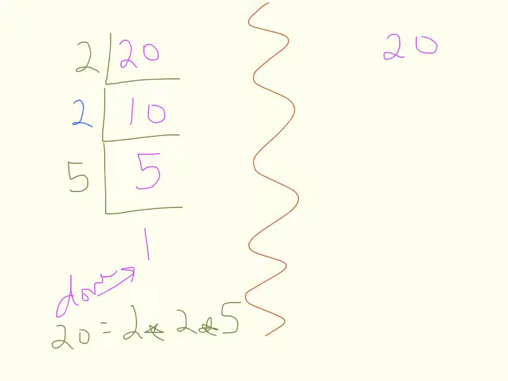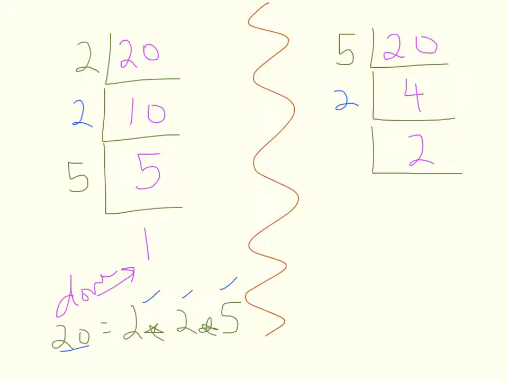Over here in the right column, just to prove that, 2 times 2 is 4, and 4 times 5 is 20. We've done that. What I'm going to do over here instead is not start with a 2, I'm going to start with a 5. I'm going to say 5 goes into 20 how many times? It goes in 4 times. 4 is even, so I'm going to put a 2 into it. 2 goes into 4 2 times. And the 2 goes into 2 1 time. And again, the 1 means that I am done.